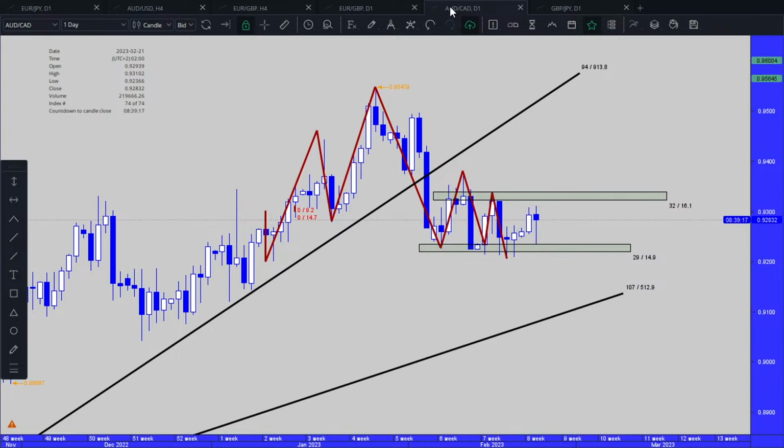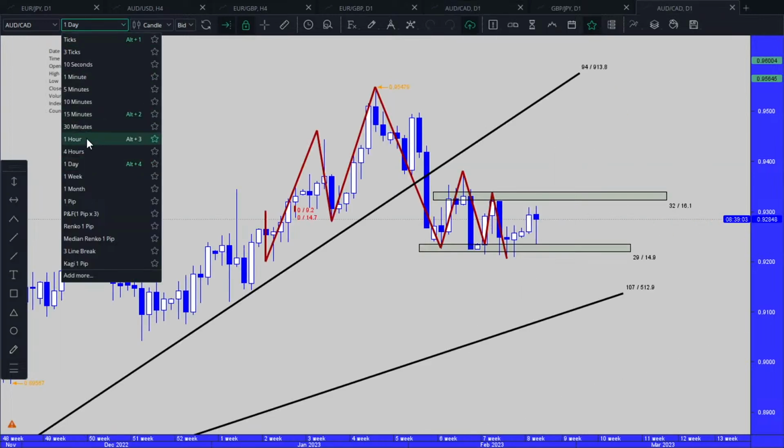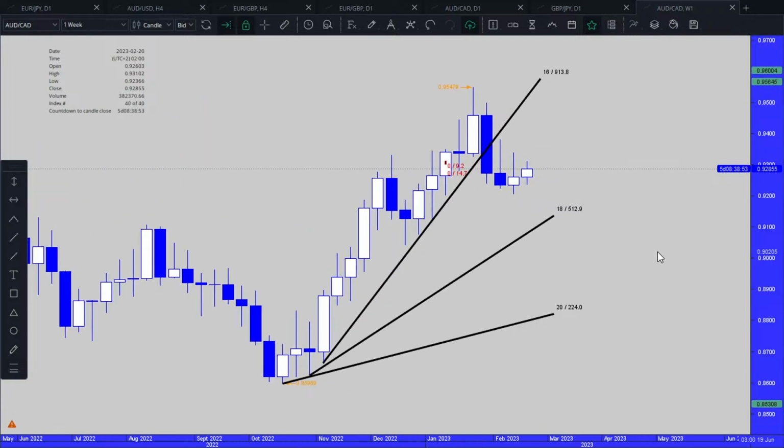AUD CAD, okay. It's actually 100% confirmed uptrend on the AUD CAD daily chart. Shola is asking for the confirmation time frame, which is the weekly time frame. What is the weekly telling you?